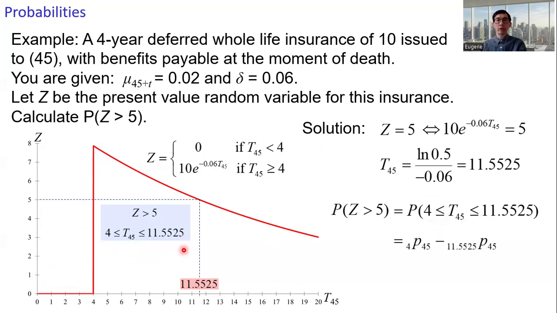In terms of the actuarial notation, this is 4p45 minus 11.55p45. Constant force of mortality, that is e to the power of minus 0.02 times the value of t here, 4 and 11.55 respectively. Upon calculation, we get the answer 0.1294.